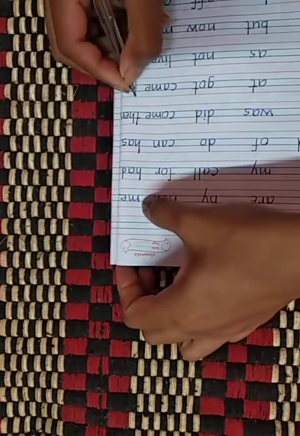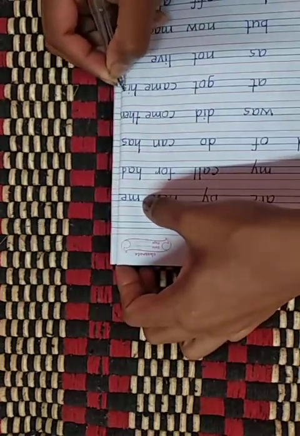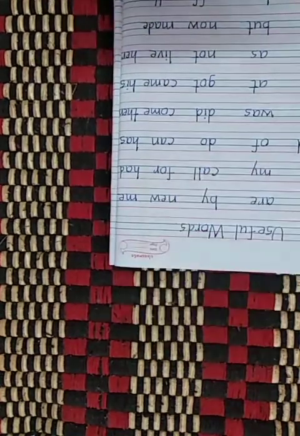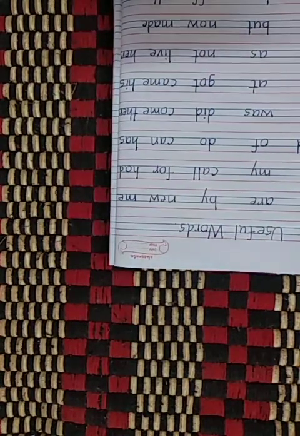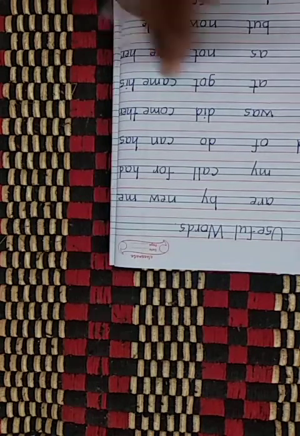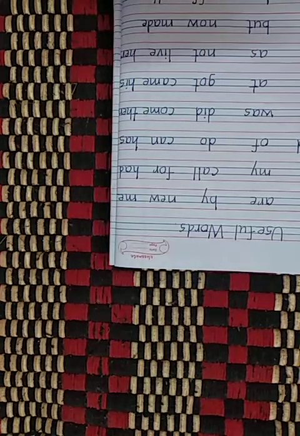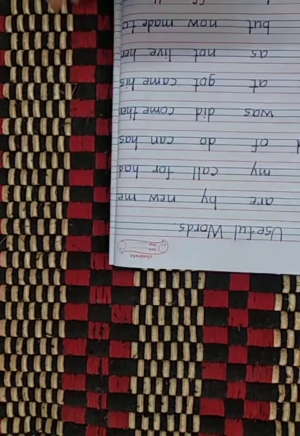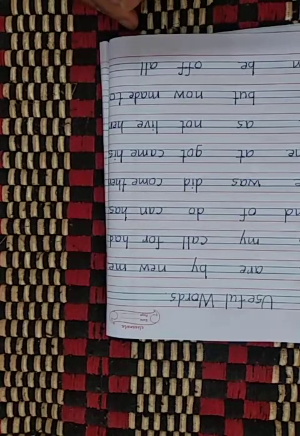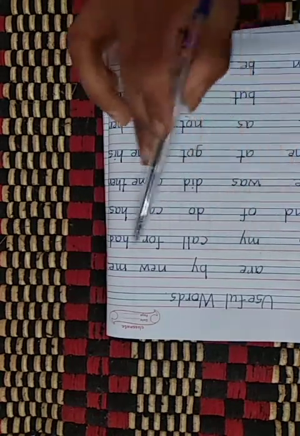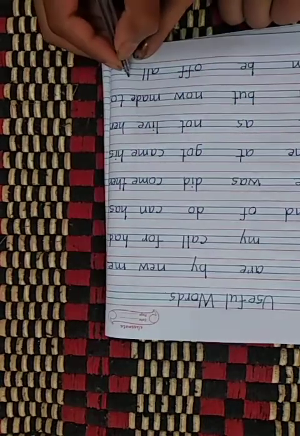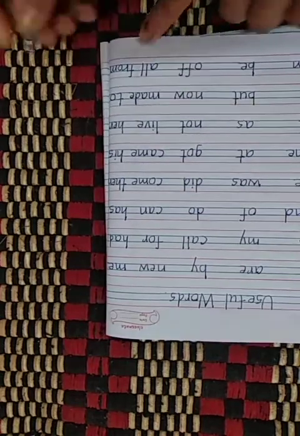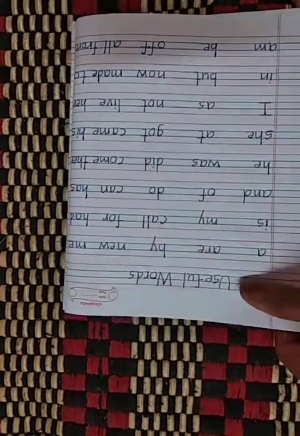Next comes, wait, let me check here. His, so his, her, her, his, her. Then comes two, T-O, also used in our daily routine. Then only one word we need to find out. Let me see. From. Okay, from we have not included here, we will write it here. From. Enough. See how many words we have found here.